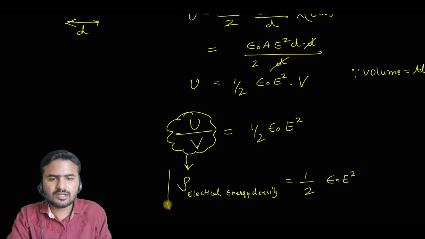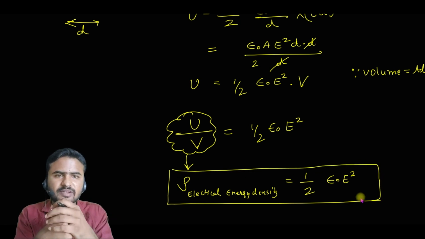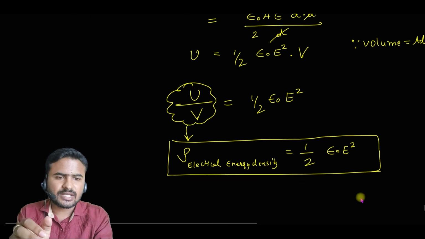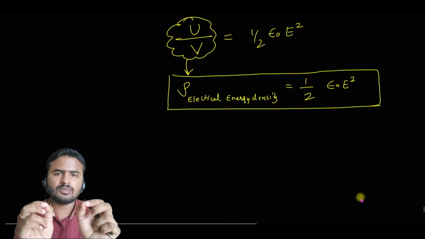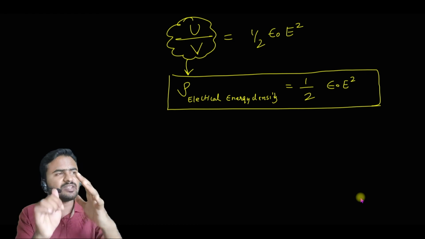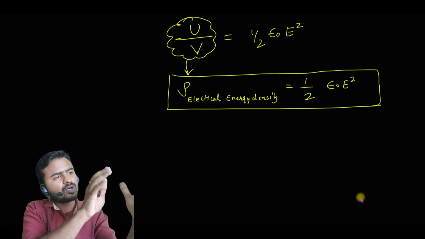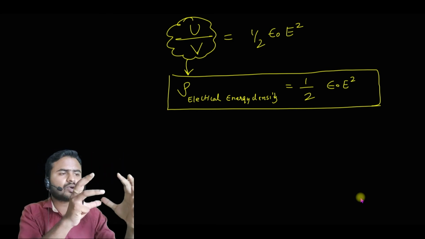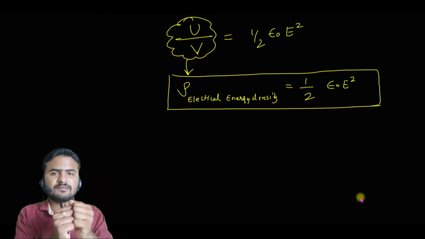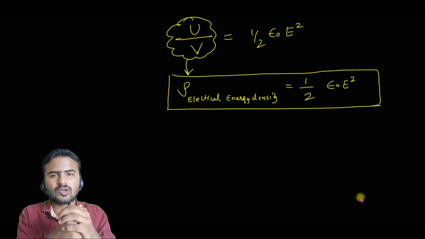This is again a very important formula for us when we are discussing the chapter called electromagnetic waves. We're going to make use of this formula very frequently. So again remember, the electrical energy per unit volume is half epsilon naught E square. In a space where you have an electrical field, if you take a small unit volume and want to know how much electrical energy is in that unit volume, it will be half epsilon naught E square.